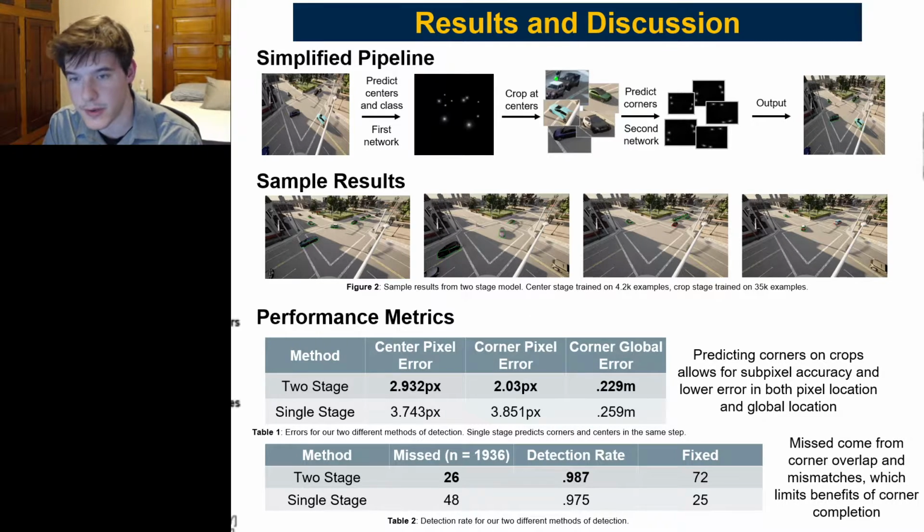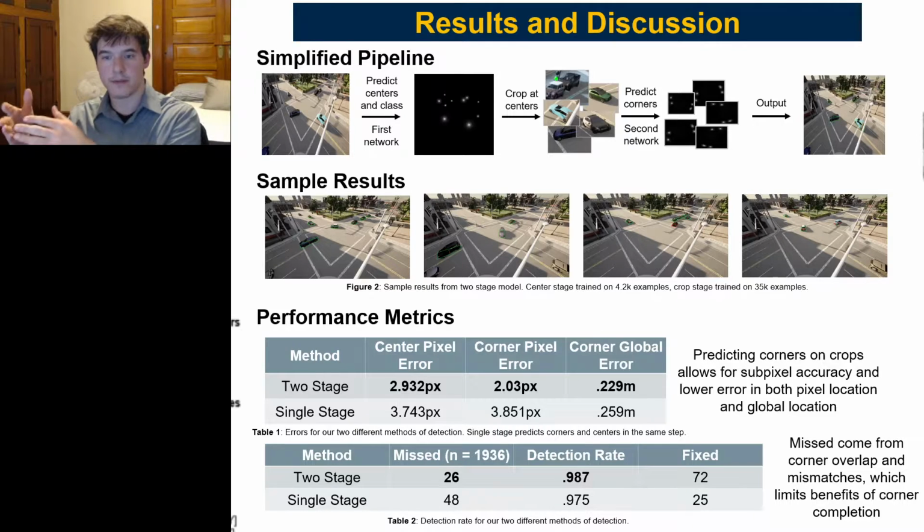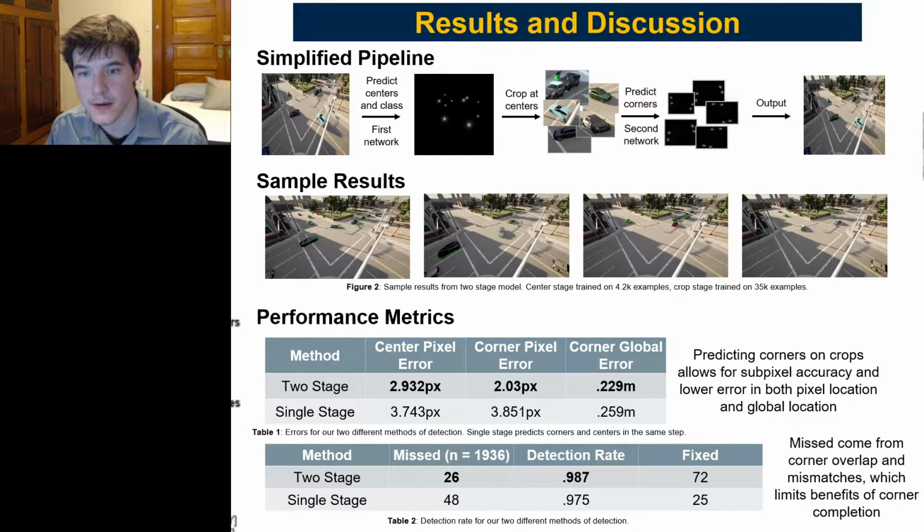And so the method we're comparing here, when I say single stage, is an alternative method that I couldn't fit on this poster, where we have just one network that predicts centers and corners and classifies, given the whole image, which is different than our kind of two network back-to-back approach that we have now. And here on the bottom we have the detection rate, which is about 0.987, and the number missed as well as the number fixed by corner completion out of 1900 in our validation set. And so we can see with 72 fixed, the corner completion does come up a decent amount, so it is helpful.